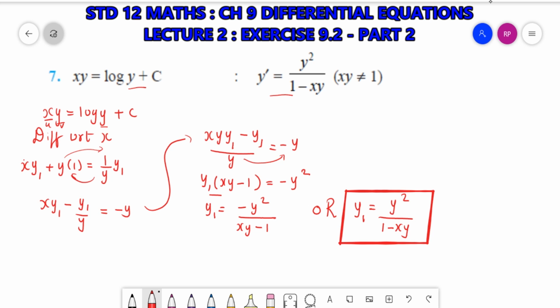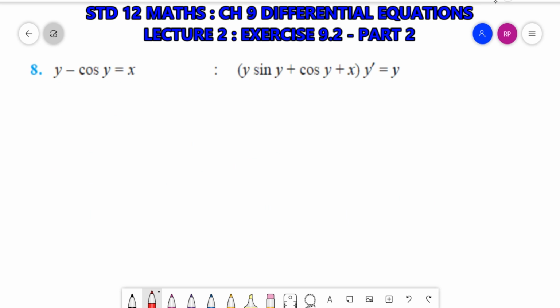Now let's move to the next, that is question number 8. Question number 8. y minus cos y equal to x.